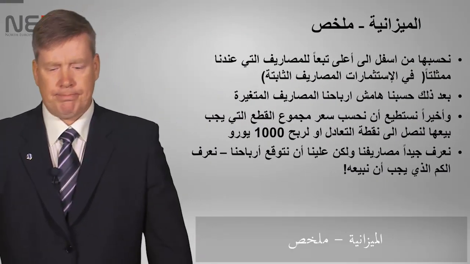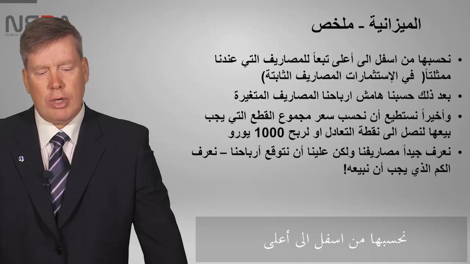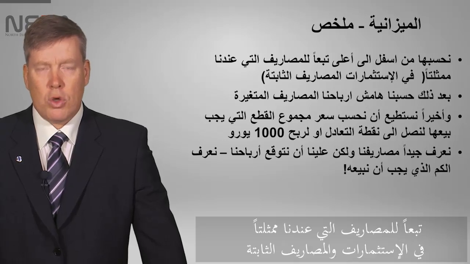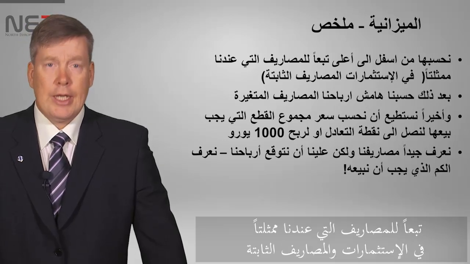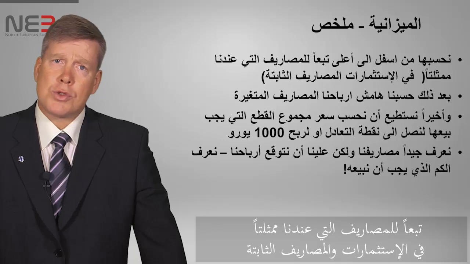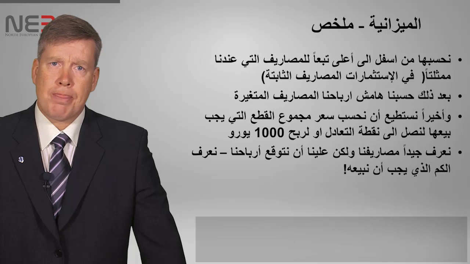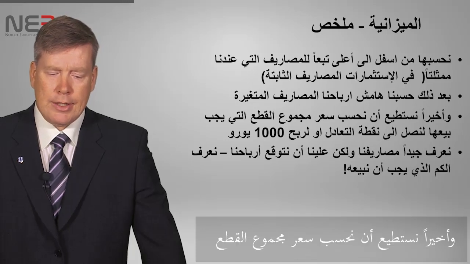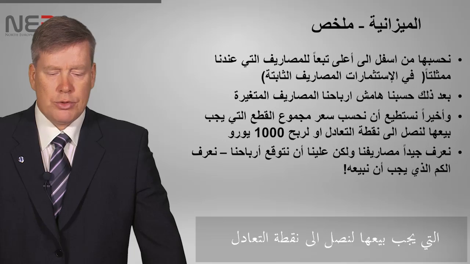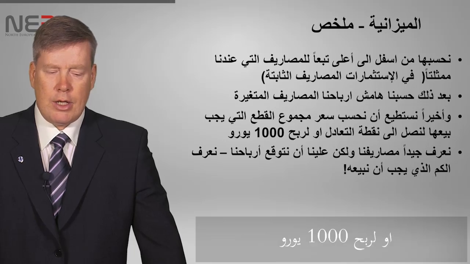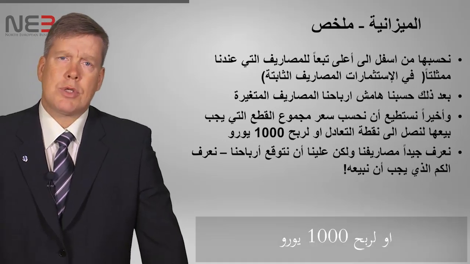Budgeting summary. We started to calculate from the bottom to up. From the costs we know. Investments and fixed costs. Then we calculated our profit margin and variable costs. Finally, we can calculate the amount of units per euros we need to sell to make break even, or maybe 1,000 euros profit.